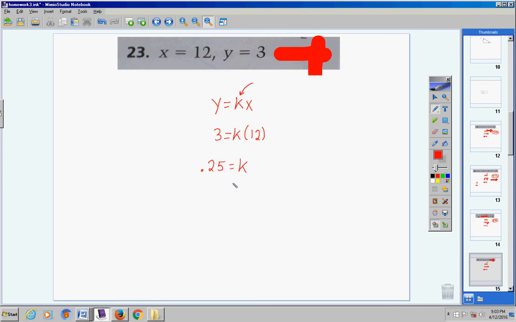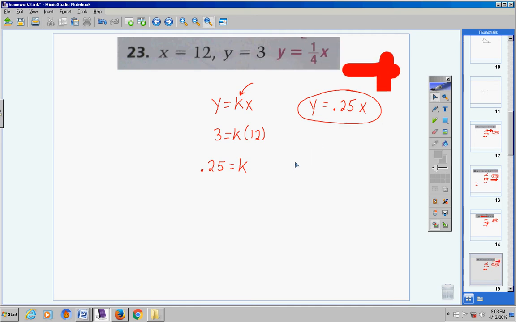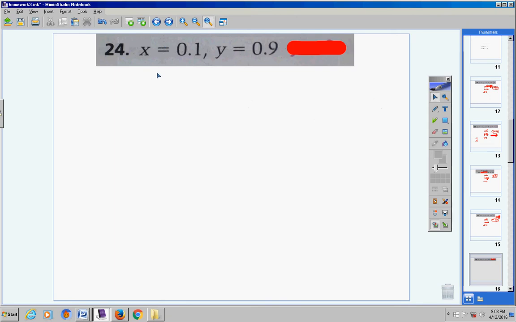So 0.25 equals k. Now that I know what k equals, I'm going to pick this number up and put it in for k right here. So y equals 0.25x. And that is a direct variation equation. Alright? Moving on to number 24. Okay, let's write a direct variation equation. This is direct variation, so we're going to use this model right here.